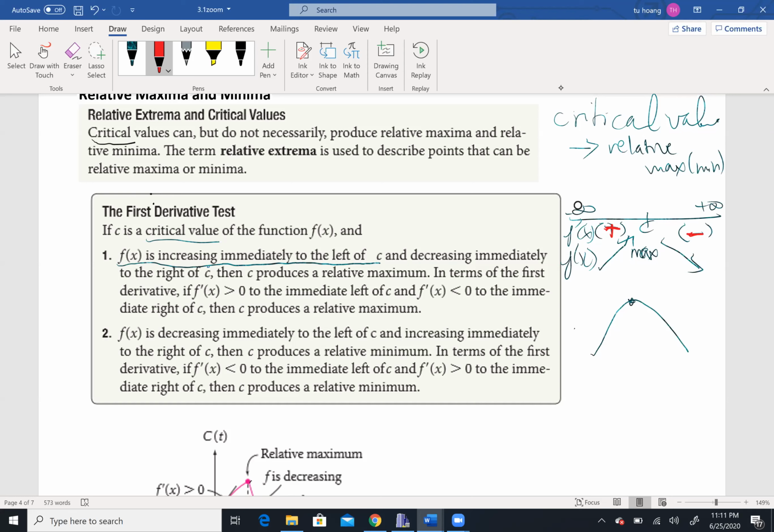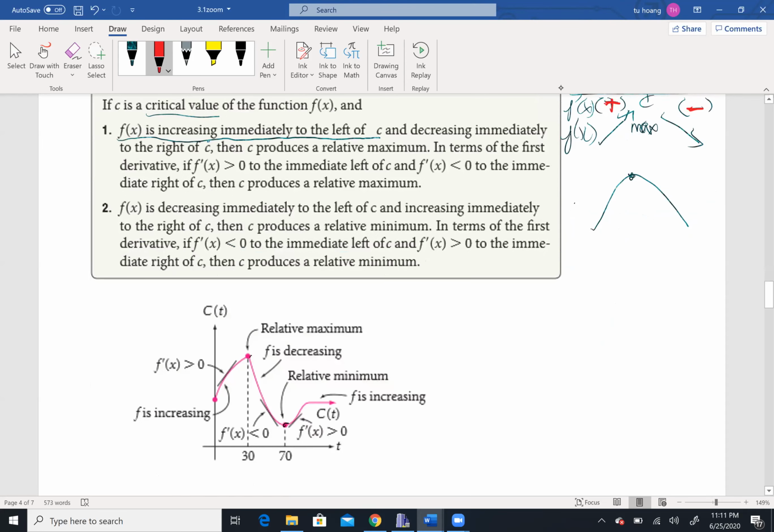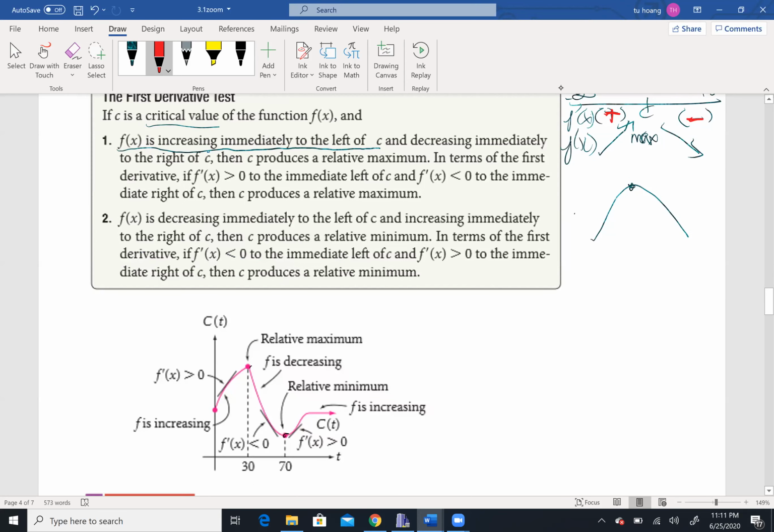In another case, we get number 2 here. You can see that if f(x) is decreasing immediately to the left, so in another case here, I have C here, negative infinity, positive infinity, f(x) is decreasing immediately to the left and increasing immediately to the right. Then this has to be the relative minima.